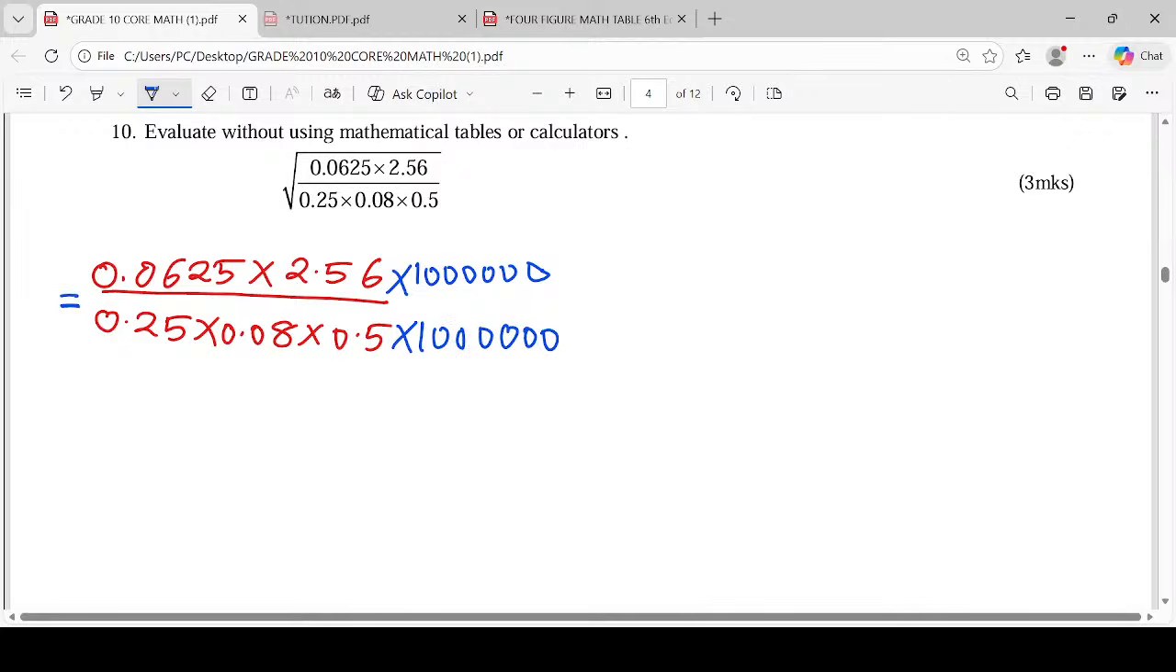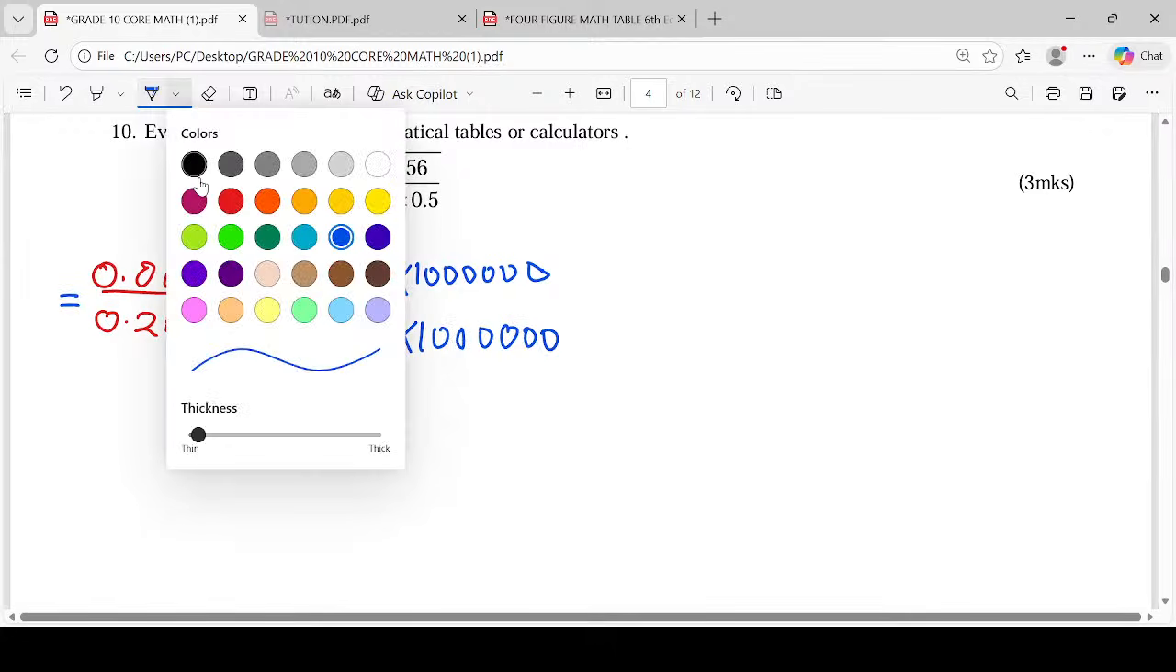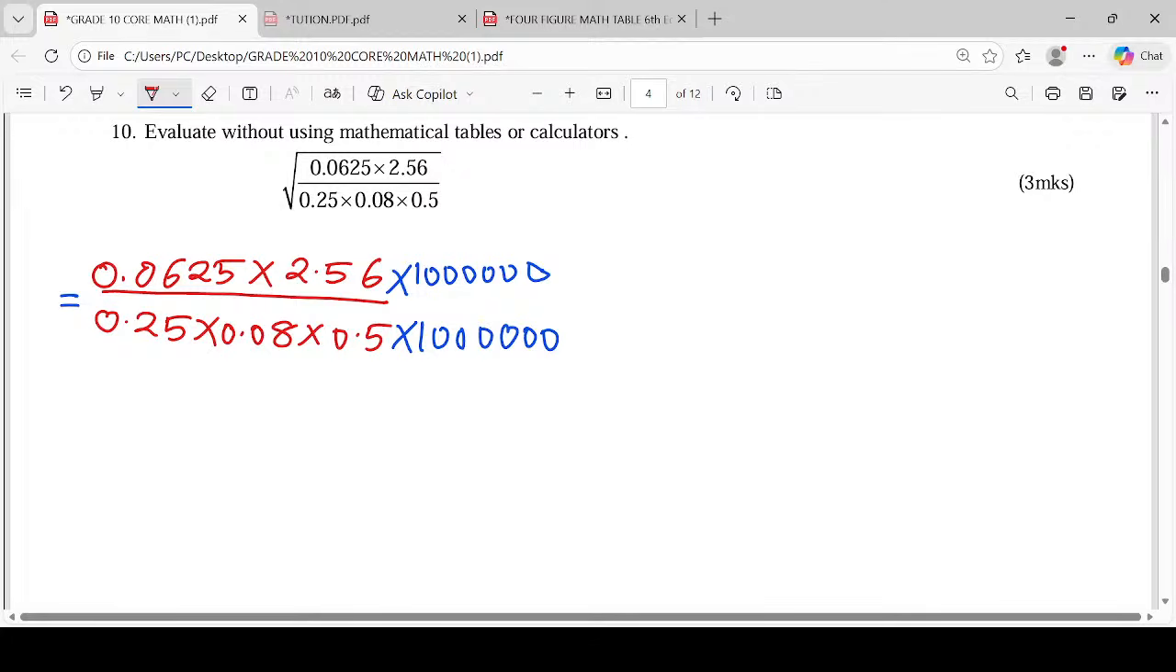So this computation is now going to give you, when you work out, all the decimal points in the numerator will disappear. We are going to have now 625 being multiplied by 256, then divided by these. The 2 zeros will remove these ones. These 2 zeros will remove this one. The 1 will remove this. So this will become 25 multiplied by 8 multiplied by 5 multiplied by 10.